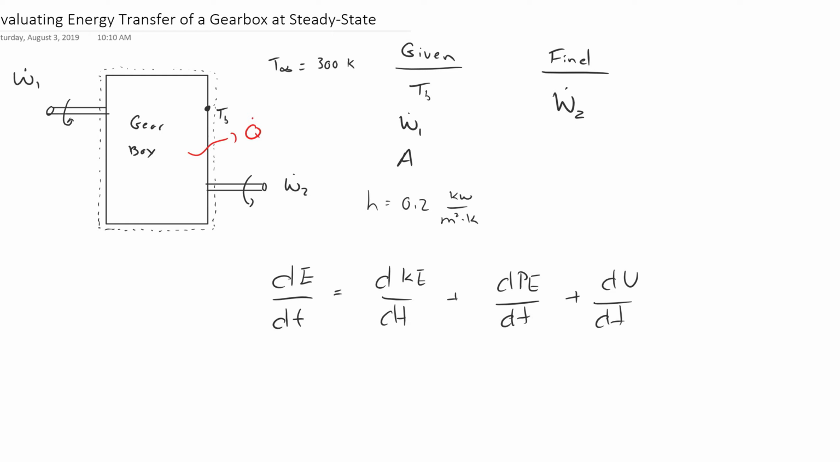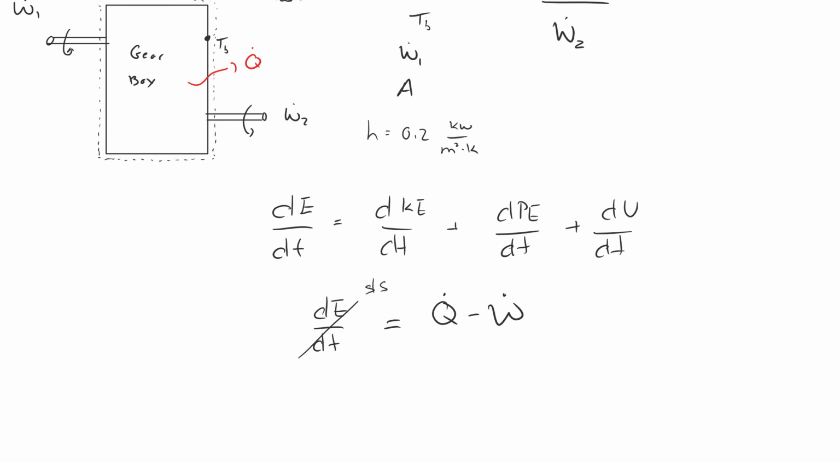Now, I don't really care about all these individual forms of energy in this case because I'm at steady state. So I know that dE/dt is going to be equal to 0 because I'm at steady state. So instead of writing 0 there, let's write SS to remind ourselves that this quantity is 0 because we're at steady state. And of course that's equal to Q dot minus W dot. Again, the dots are denoting that I've got a time rate of change of heat and work transfer. So now I'm left with Q dot equals W dot, or however you want to write that is fine.